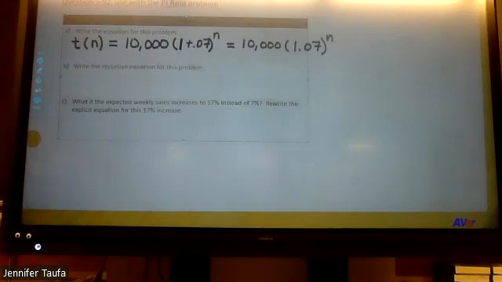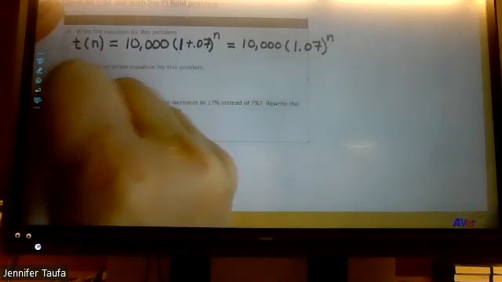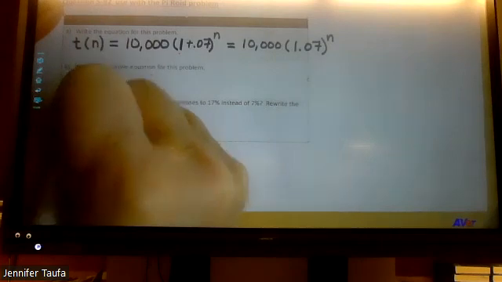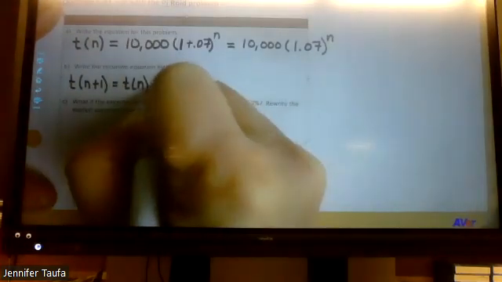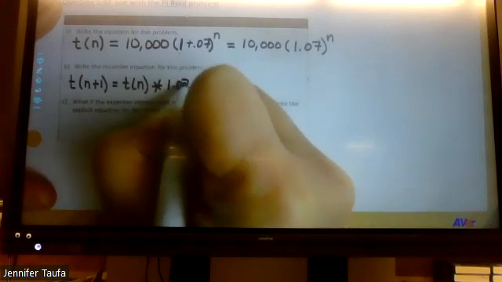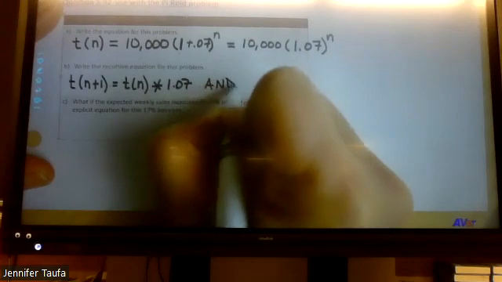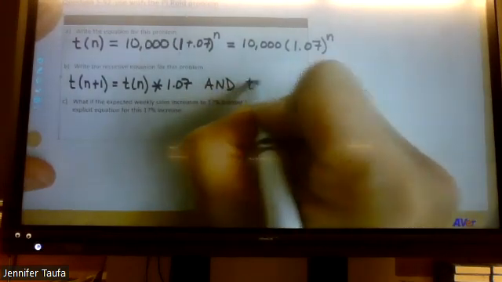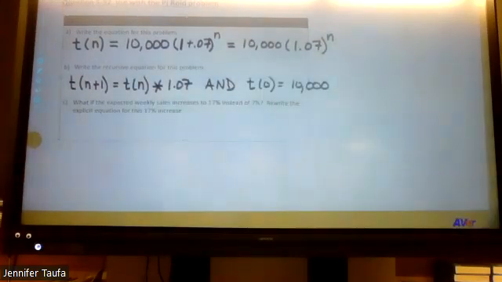Okay. All right, let's write that recursive equation. Recursive is going to start off the same way as before. T of n plus 1 equals T of n. But this time my multiplier is 1.07. And I started with 10,000 thyroid phones.